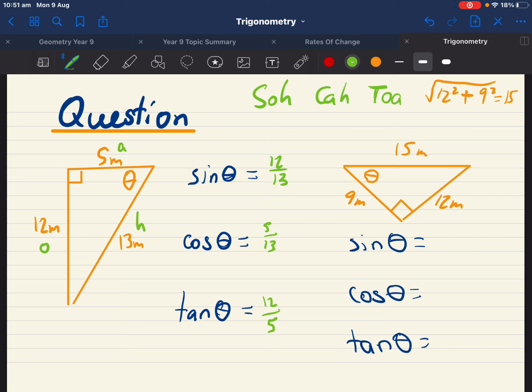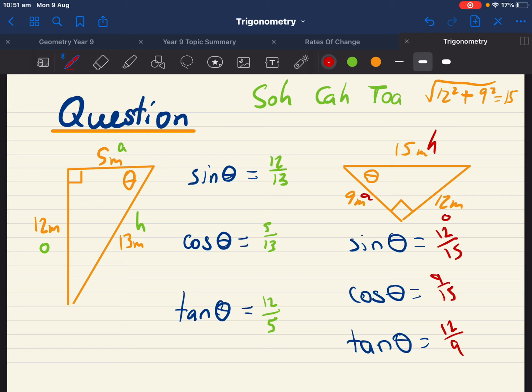Now we're going to go ahead and label them. I'll do this question in red. Hypotenuse, opposite, adjacent. So sine is opposite over hypotenuse. Cos is adjacent over hypotenuse. And tan is opposite over adjacent. And that is it done.